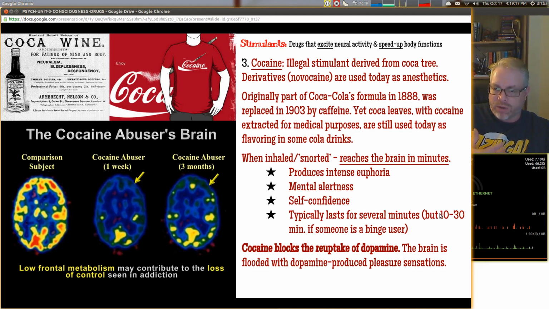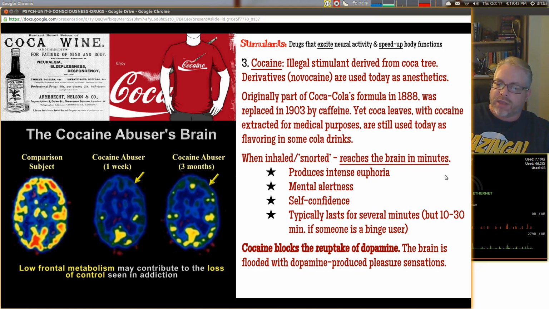It's inhaled or snorted, which reaches the brain pretty much immediately. It's going straight up into the brain through the nose. It produces intense euphoria, mental alertness. It's a stimulant. Massive self-confidence, and it typically lasts about 10 to 30 minutes if you're a binge user. And remember, if you're a binge user, you're going to run through it pretty quickly and then want more and more.